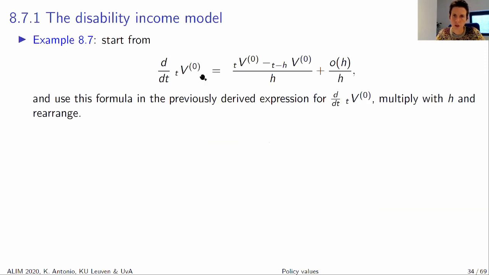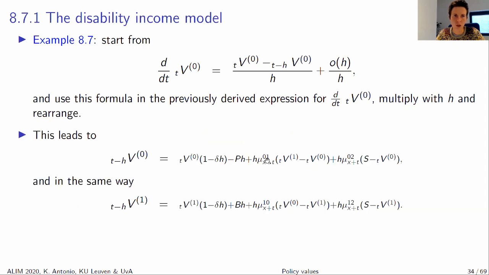Okay, so what are we going to do? We're going to work with the derivative of the policy value. We can express it like this for a small time step h. And we're going to rewrite our differential equations such that you recognize once again this Euler scheme. Such that if you start from a certain boundary value for V0 and for V1, then by using small steps of h, you can come up with a numerical evaluation scheme to get the policy values for a policyholder in state 1, in state 0, at any time point.